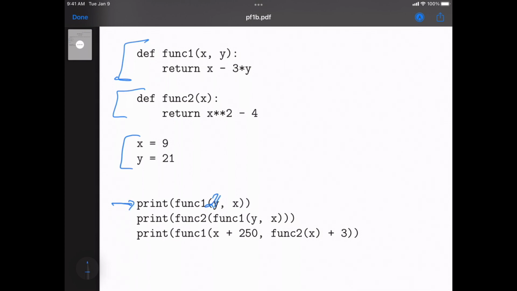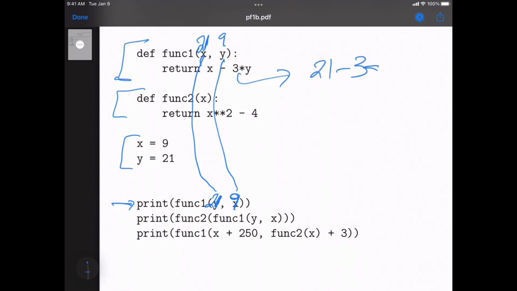So y is 21, x is 9. So we pass by position. That 21 becomes our first parameter in function 1. The 9 becomes the second. So in this case, we have 21 minus 3 times 9, or 21 minus 27, which is negative 6.